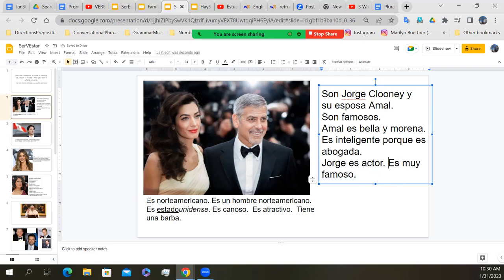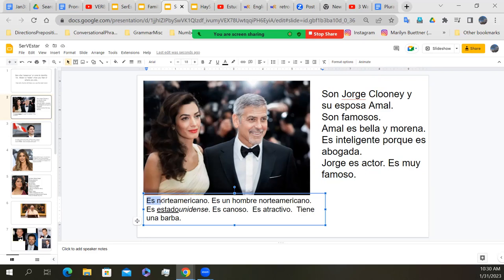Okay. Let's look at some nationality descriptions. And again, these are going to emphasize not the soy and the somos, but talking about one person. Es norteamericano. That's one way to say American. Es un hombre norteamericano. He's a man who's a U.S. citizen. Another way to say American is es estadounidense. Nationality. Es estadounidense.